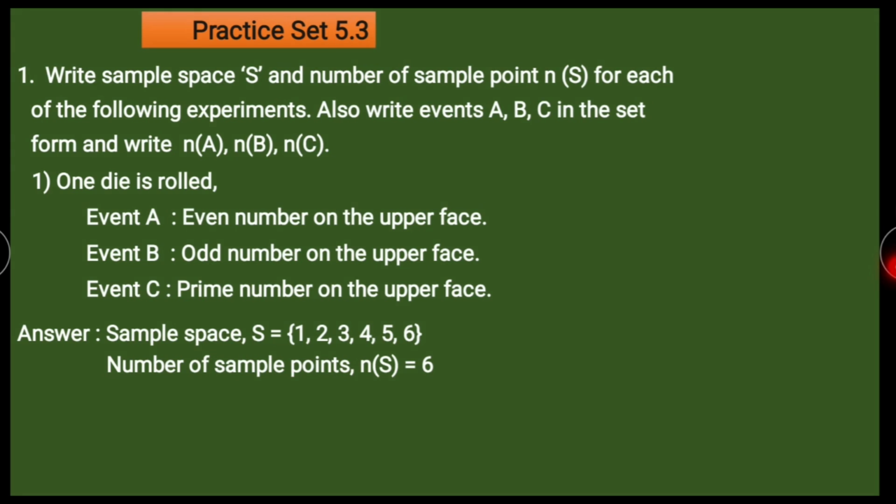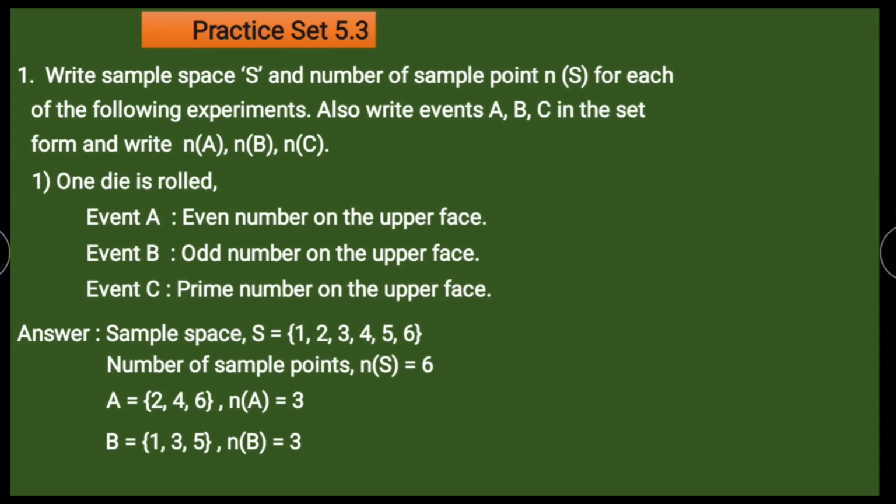Now the first event is even number on the upper face, so we consider event A. The elements of event A are 2, 4, 6, because 2, 4, 6 are the even numbers in the sample space. So the total number of elements in A is 3. So n of A equals 3. Similarly, we have to find n of B and n of C.